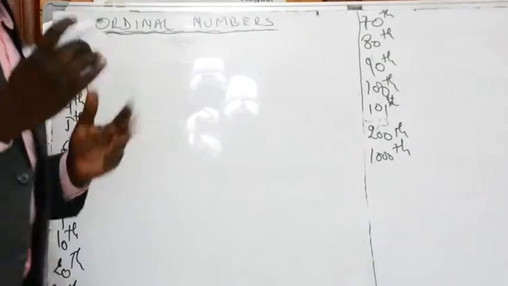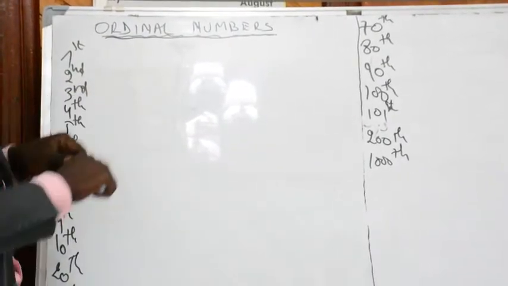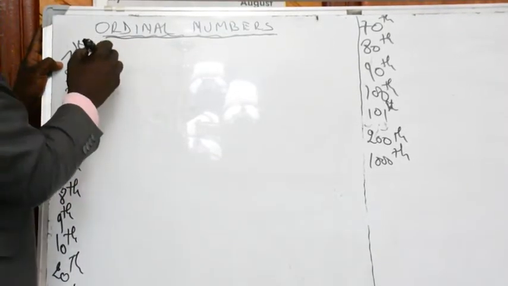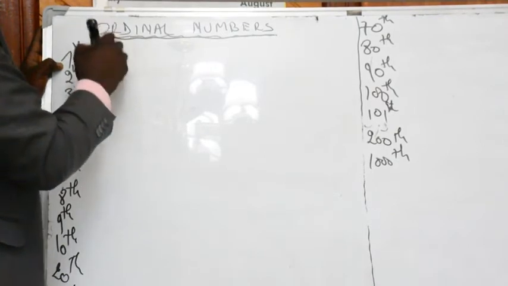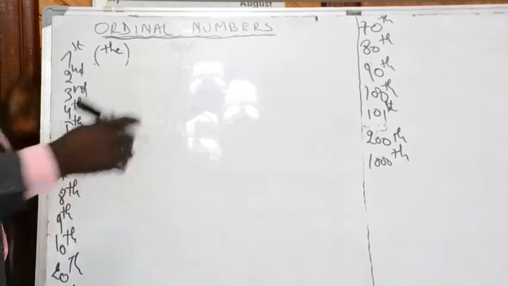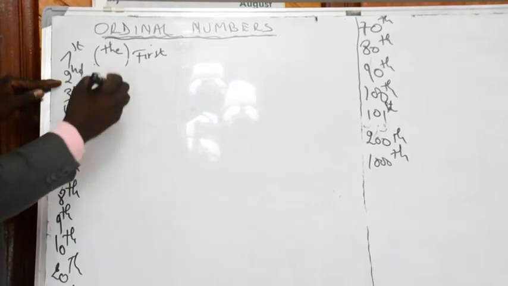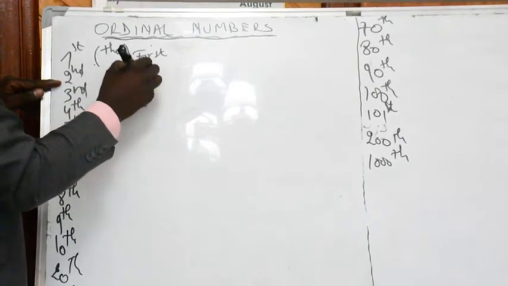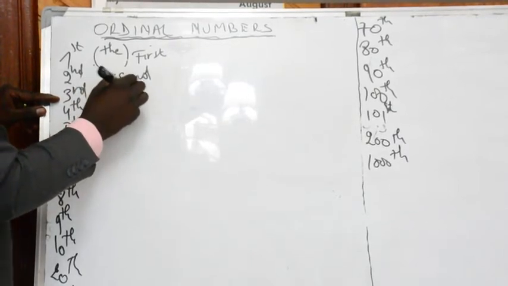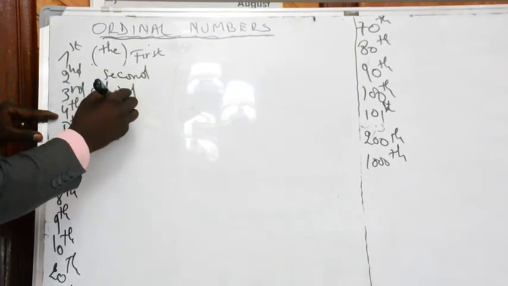So let's work together and learn how we read those numbers. They are again ordinal numbers. This is first. Sometimes we need to use the first. Here it is the second. All right, very good. This is the third. That is the third. This is the fourth. The fourth.